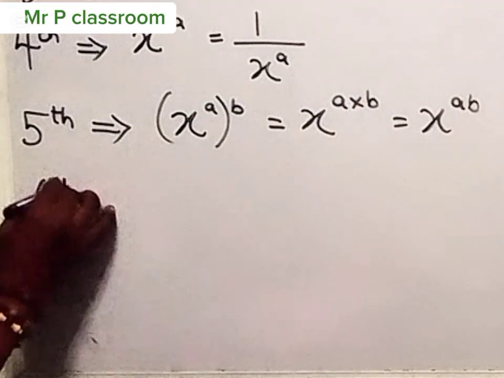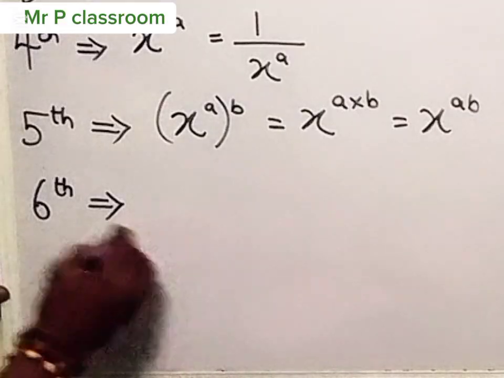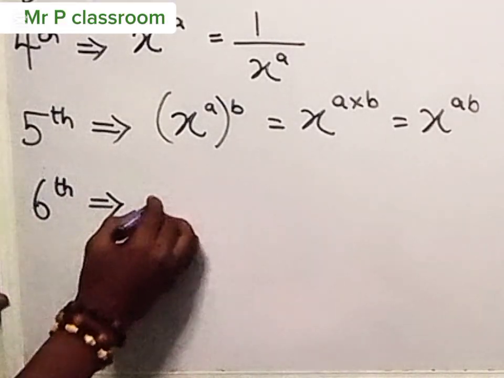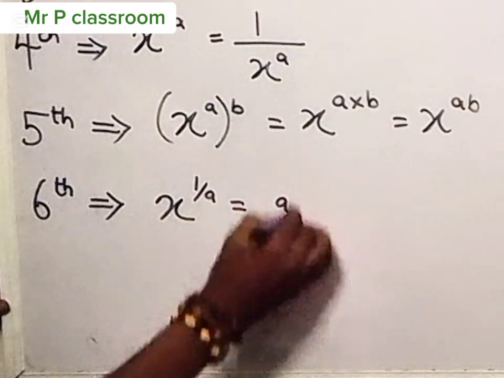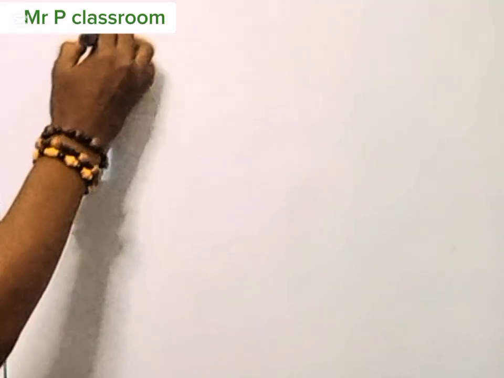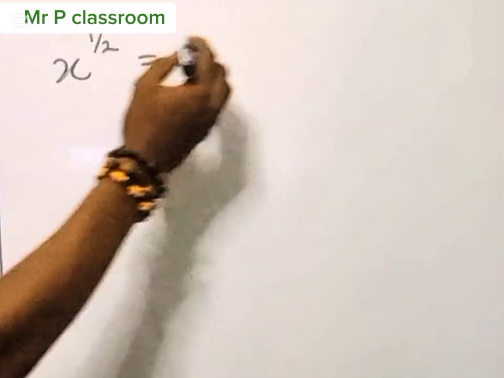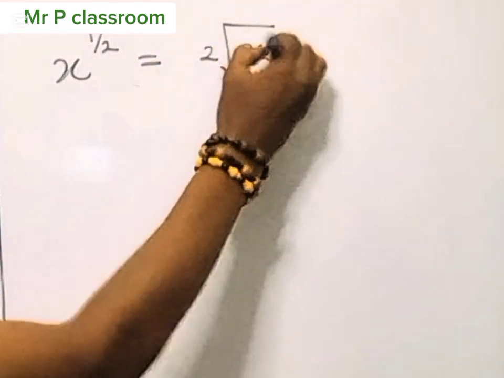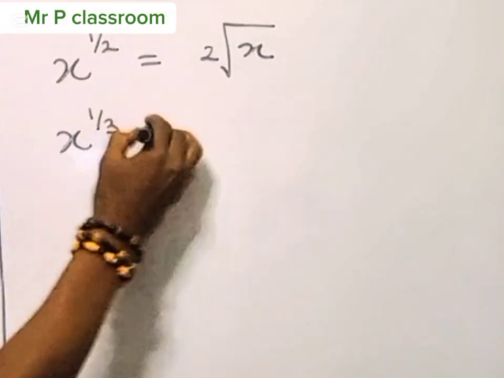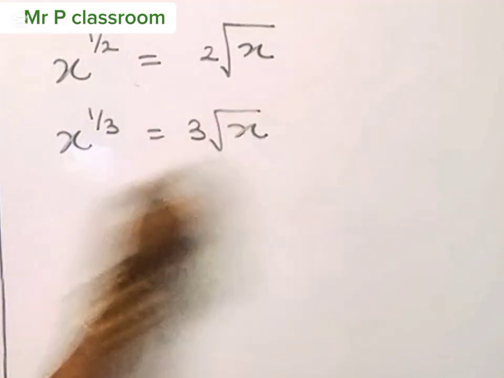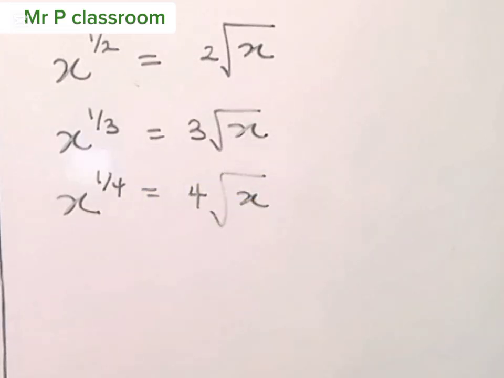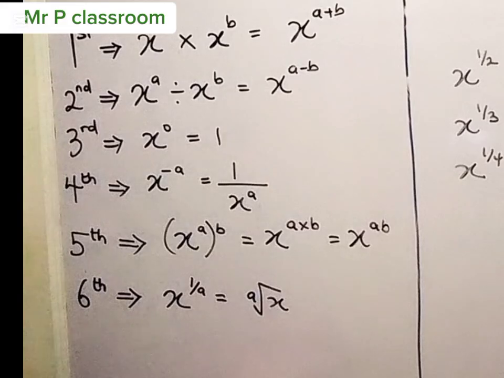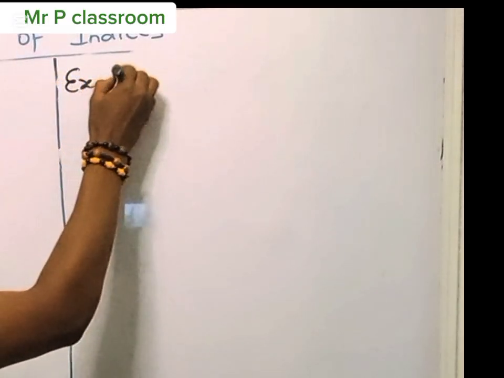The sixth law, which I want to know as my fractional index, is if you have a fraction as a power, x raised to the power of 1 over a, that will give you the a-th root of x. x raised to the power of 1 over 2 will give me the square root of x. What if I have x raised to the power of 1 over 3, that will give me the cube root of x. If I have x raised to the power of 1 over 4, it will give me the fourth root of x. So you get the idea, and so on and so forth. So that's what has been taught.